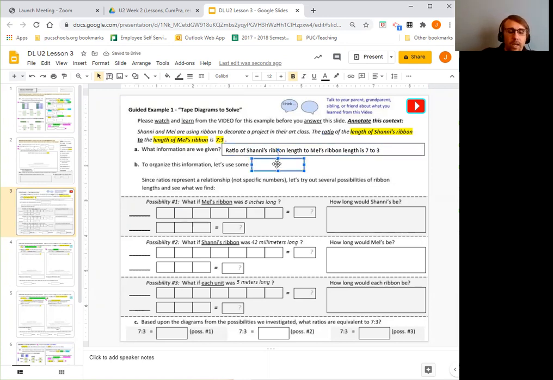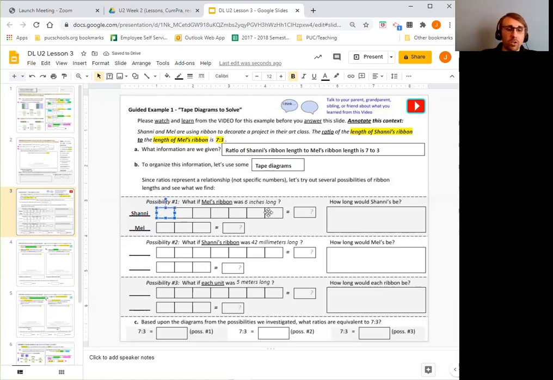So let's now use this information, and we're going to organize it with tape diagrams. So tape diagrams look like this. You have boxes to represent the ratio. So we have one ratio that has 7 boxes. Whose is that? Whose ratio is 7 boxes? Well, that's the first one. So that's Shani. So over here, I'm going to type Shani. And then the second number, 3, associates with Mel's ribbon. So I'm going to put Mel here.